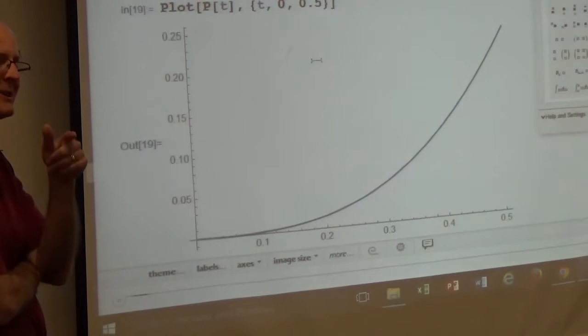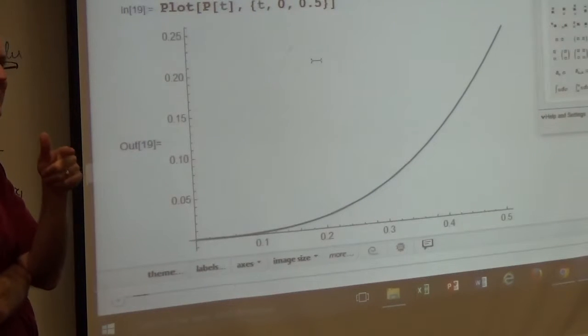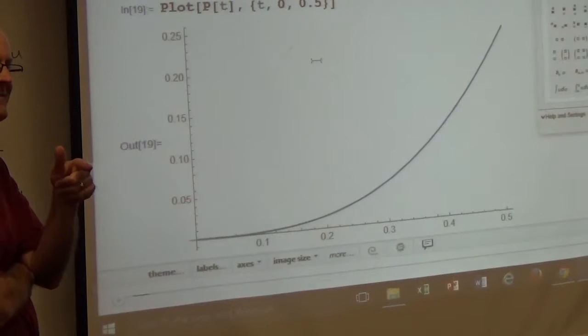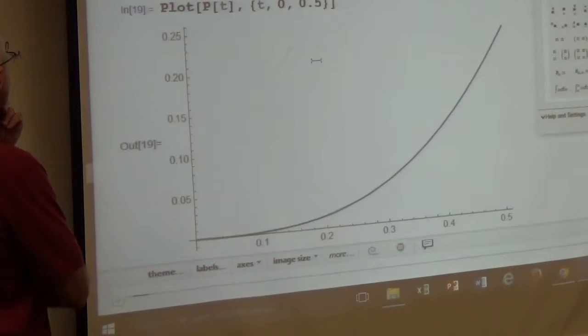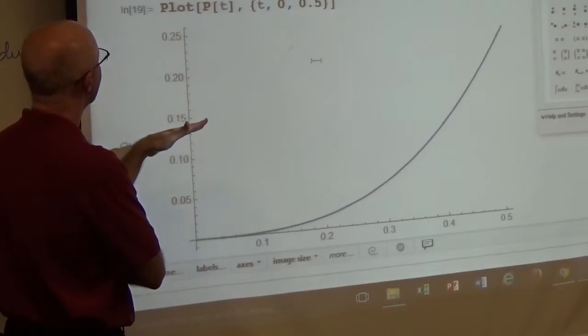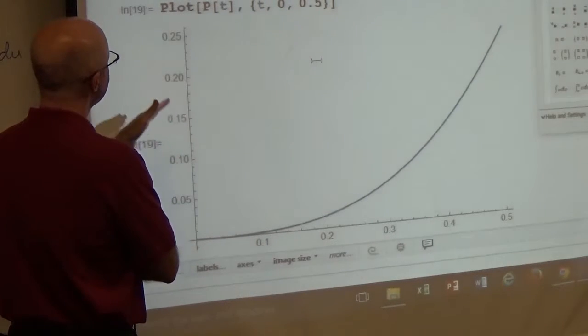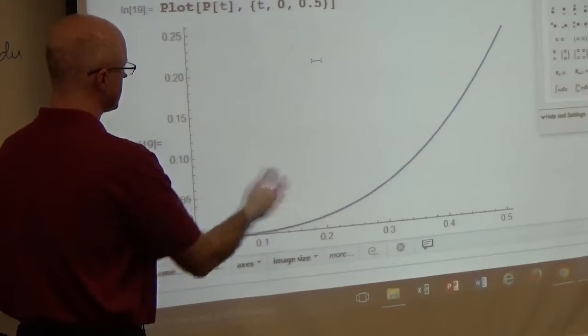Actually, initially when I created the P of t, I was going to think of it in terms of exponential growth. I was going to think about it as a population. This would not be a population. Let's not worry about that. What's the average value of this function over this interval from 0 to 0.5?